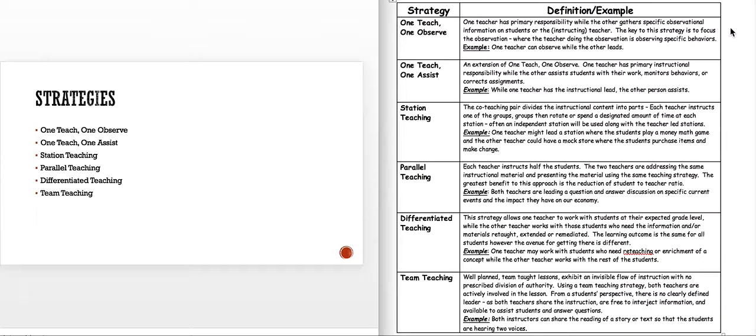Please realize that this is not a hierarchy of strategies. They're all different strategies that work at different points in time. You may use one strategy one day, a different strategy another day. You may combine a couple different strategies in one lesson, but there is no hierarchy. So try them all out, see what happens.